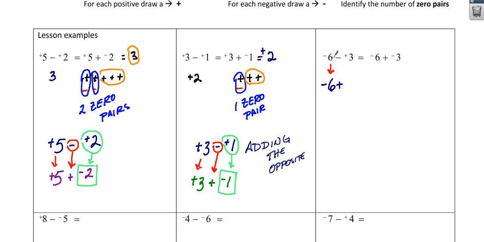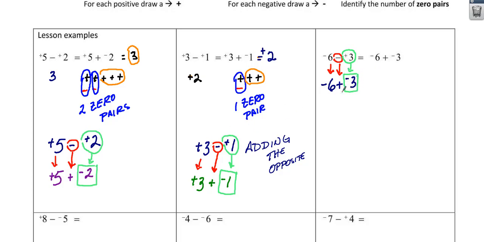So instead of subtracting, we added. And the thing we added was the opposite. So we had positive 3. We added negative 3. We took this and we added its opposite.